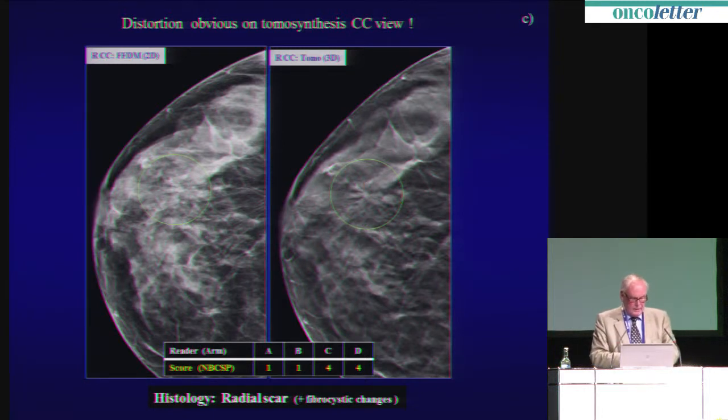So our experience, after 3 years with tomo in Oslo, is that we should use it in two views. And I'm happy that we decided before we started the Oslo trial to go for two-view tomosynthesis in our screening setting.